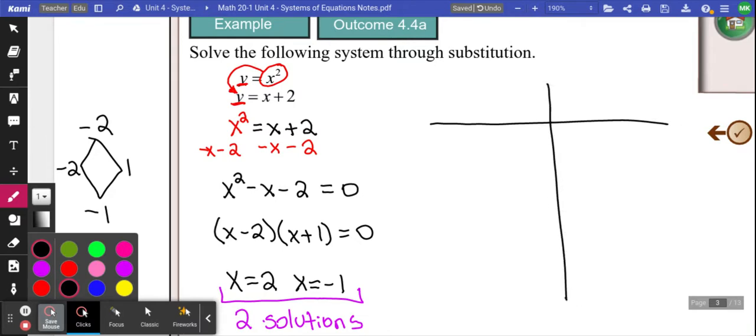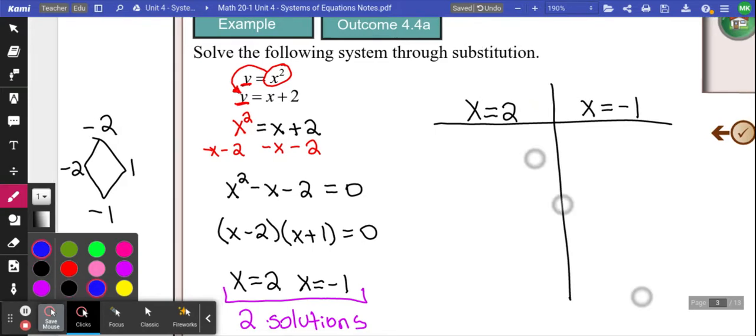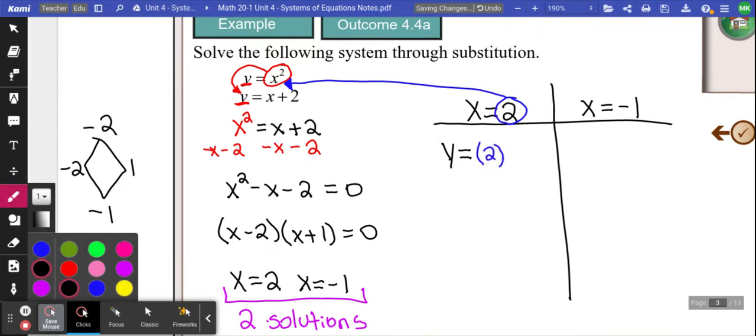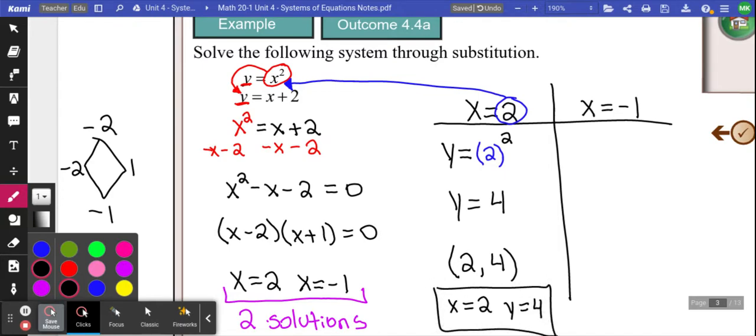The last step is to then figure out the y values for when those x values are 2 and negative 1. I like to do a little chart like this. Because there's two solutions, that means I have two charts, like a little t-chart almost. And I'm going to take those values and I'm going to substitute it into an original equation. It does not matter which equation you substitute it into. So I'm just going to choose the first one. So I have y equals 2 squared. That means y equals 4. My first answer is 2, 4. When x equals 2, y will equal 4. That's one solution.